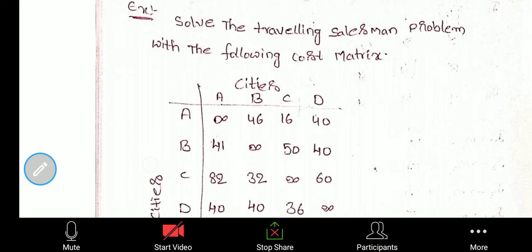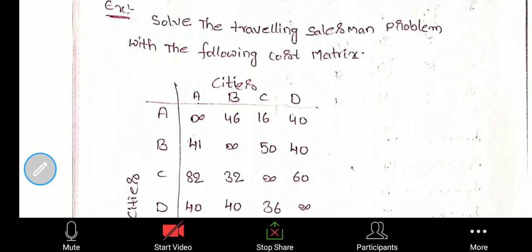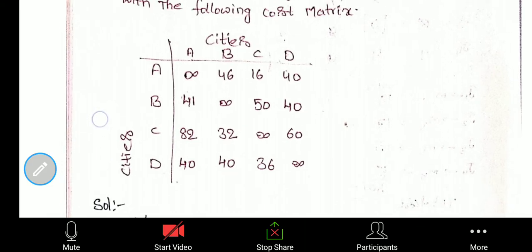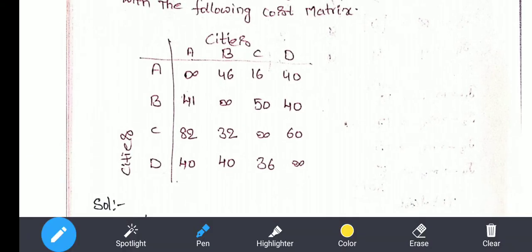Next, with the help of an example, I'll explain the traveling salesman problem. So here you can observe clearly, cities A, B, C, D, four cities will be given. Here, column wise also four cities will be given. So in between these two, the salesman has to cover all the cities, from A to D, column wise as well as row wise.